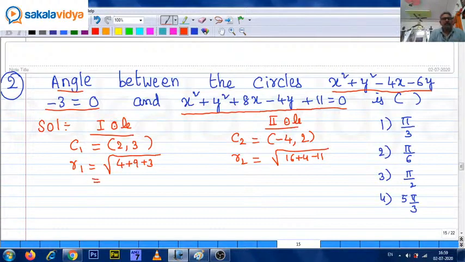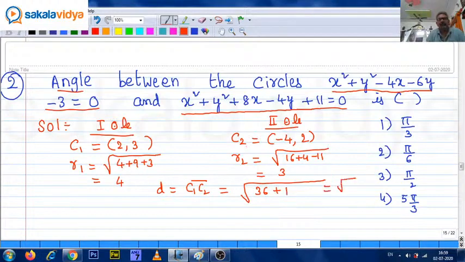So this will be 16, so 4 you will be getting. This will be how much? 20 minus 9, 3. Now find D. D equals the distance between C1 and C2. This is equal to root of (−4 − 2)² which is 36, plus (2 − 3)² which is 1. That will be root 37.